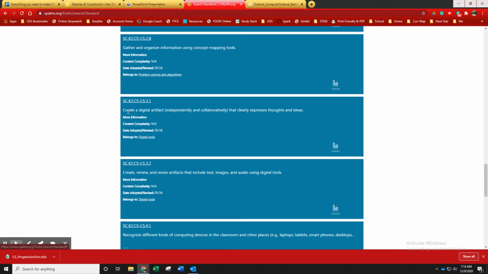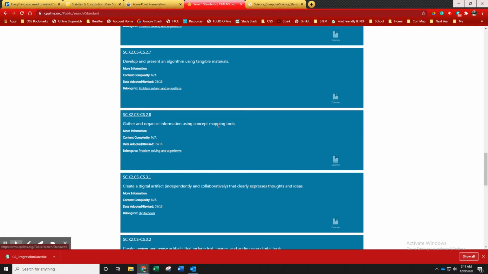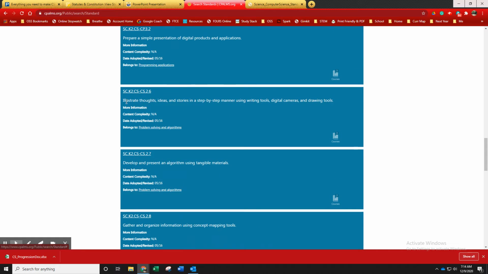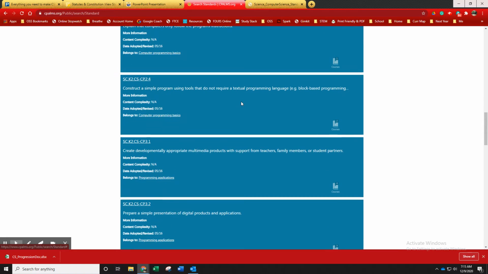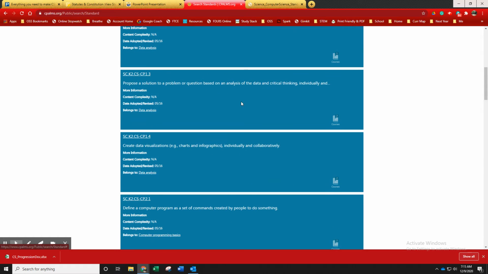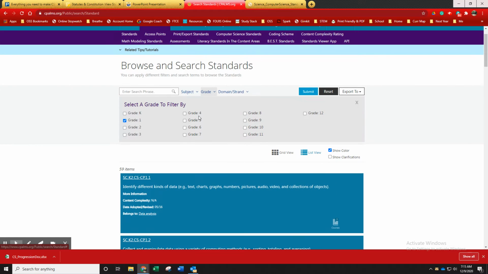But a lot of these, creating a digital artifact that clearly expresses thoughts and ideas, they do this all the time. This is their publishing. A lot of these concept mapping, that's BrainPop. So a lot of these you do already. Illustrate thoughts, ideas, and stories in a step-by-step manner using writing tools, digital cameras, and drawing tools. So all of these can be taught in creates and charts and infographics, especially this year.